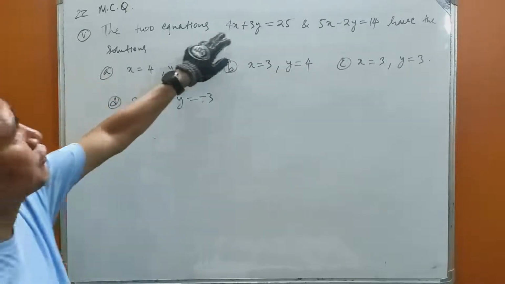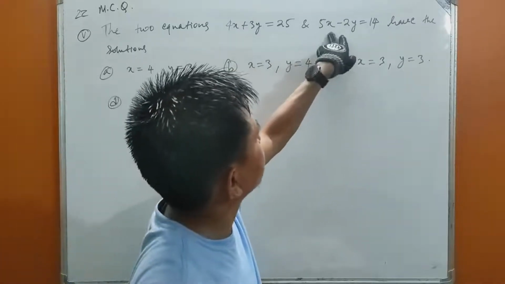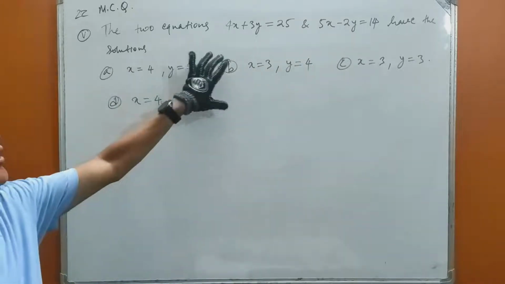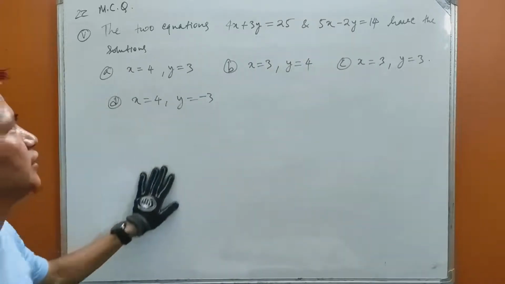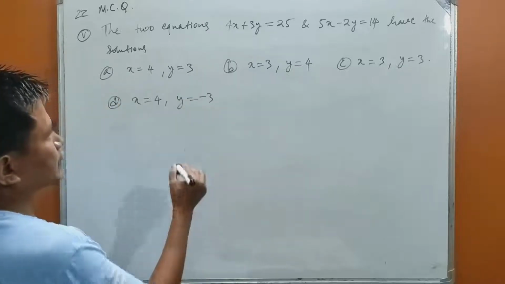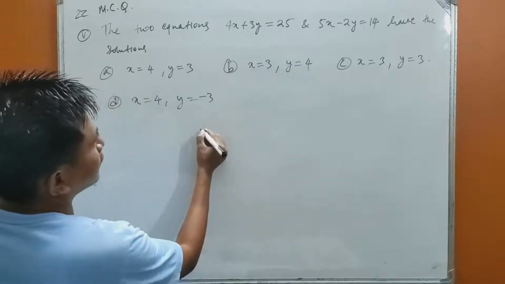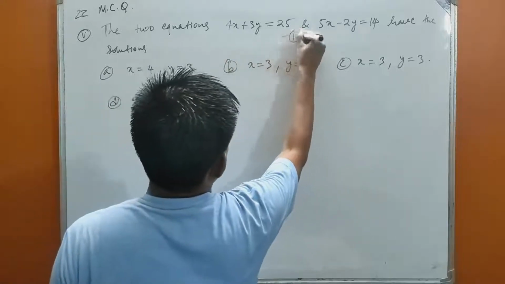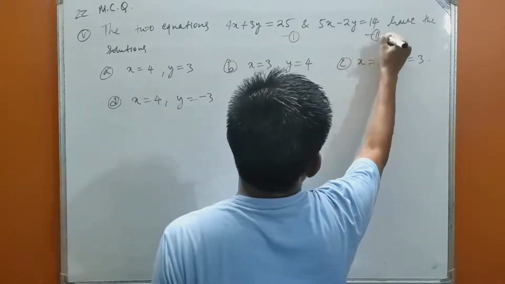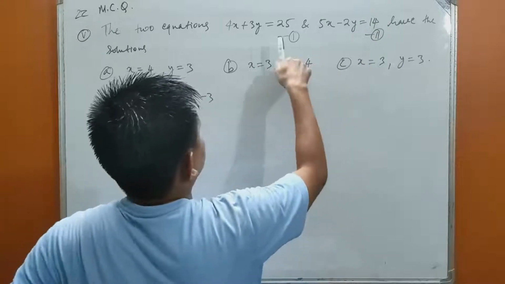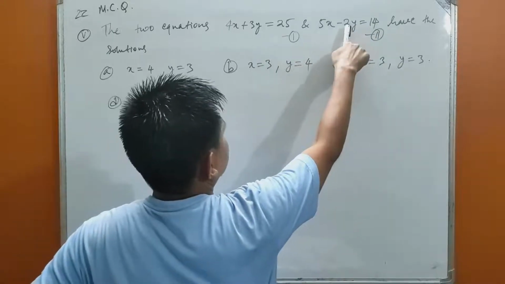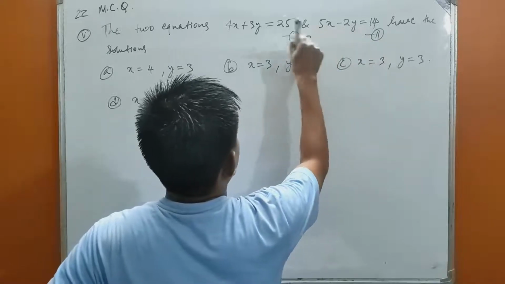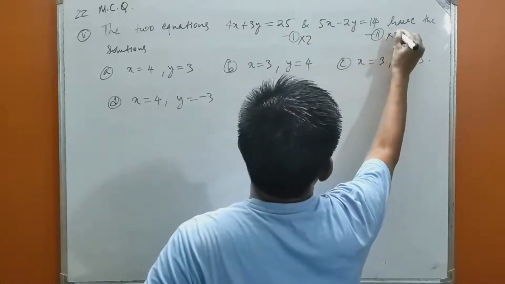The two equations 4x plus 3y equal to 25 and 5x minus 2y equal to 14 have solutions. Which of these options is correct, isn't it? So let us solve this simultaneous equation. We have 4x plus 3y equal to 25. This is equation 1 suppose, and this is equation 2. So let us equate the coefficient of y. This 2 multiply here and this 3, let's multiply in here.